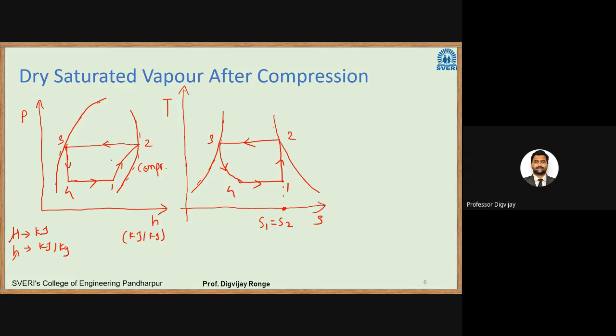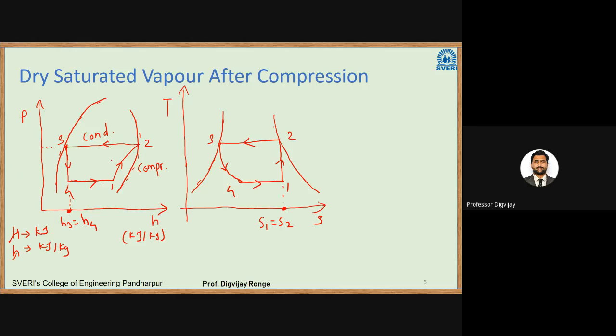Now 2 to 3 is an isobaric heat rejection process in the condenser. So 2 to 3 is the condenser. As it is an isobaric process, we have shown it as a horizontal line. Now 3 to 4 is an isenthalpic process. So it is a constant enthalpy process. That is why we have shown a straight line here. So enthalpy at point 3 will be equal to enthalpy at point 4.